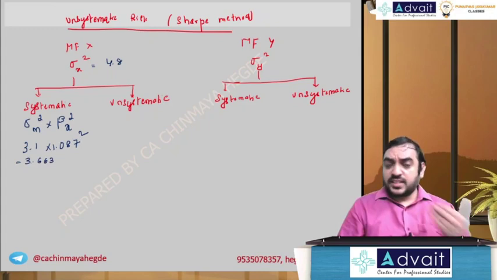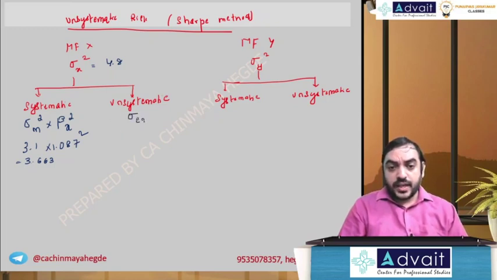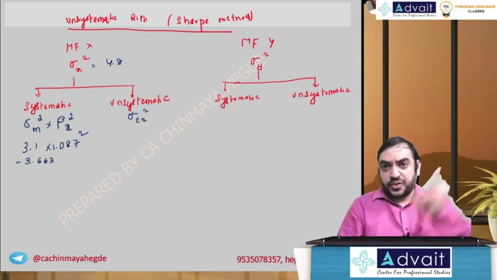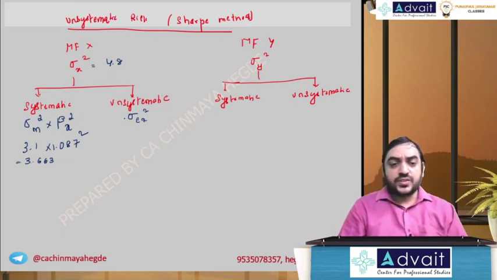Okay, unsystematic risk is a balancing figure. So 4.8 minus, okay, the unsystematic risk is actually we write it as sigma E of x square. E for error, x for security x, and square because it's variance. So 4.8 minus 3.663. 1.137. This is sigma Ex square, unsystematic risk.